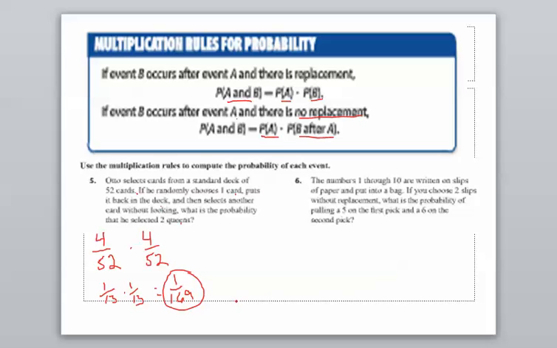Okay? So let's look at this other one. Numbers 1 through 10 are written on slips of paper and put into a bag. If you choose 2 slips and you're not going to put it back, what's the probability of pulling a 5 on the first pick and a 6 on the second pick? Well, the probability of pulling a 5 on the first pick is a 1 out of 10 possibility. The probability of pulling a 6 on the second one is 1 out of 9. And so this would be 1 out of 90. Okay? And the difference here is I had to know to change this right there. Right?